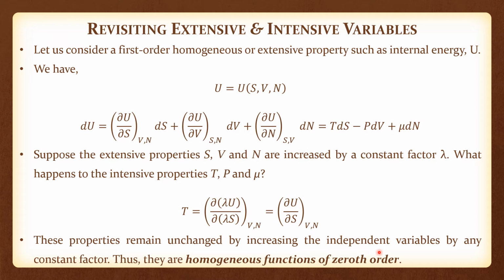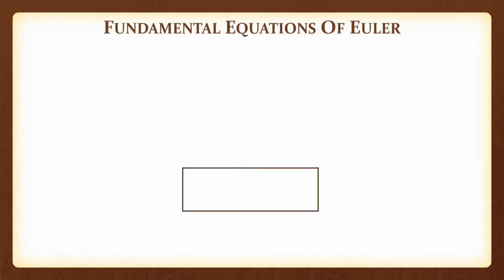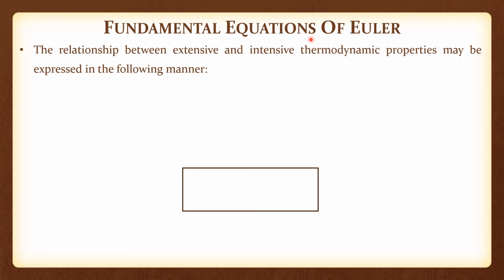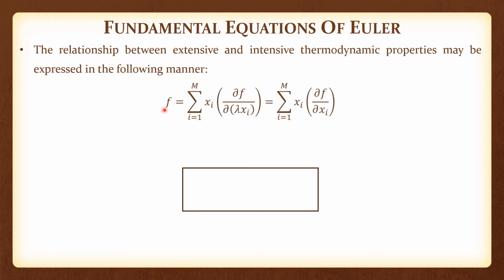Now that we have understood this, let us take internal energy and apply the relationship that we derived between f and the partial derivatives of f. They result in what are called the fundamental equations of Euler. The relationship between extensive and intensive thermodynamic properties may be expressed in the following manner. This is what we found out.